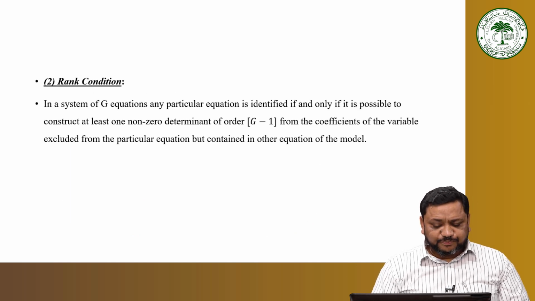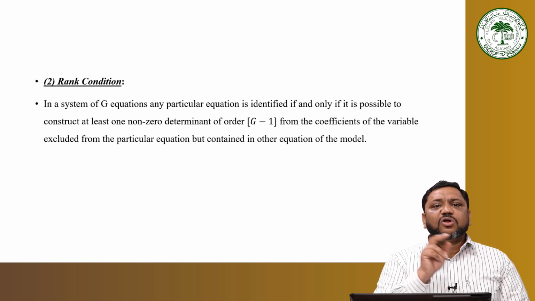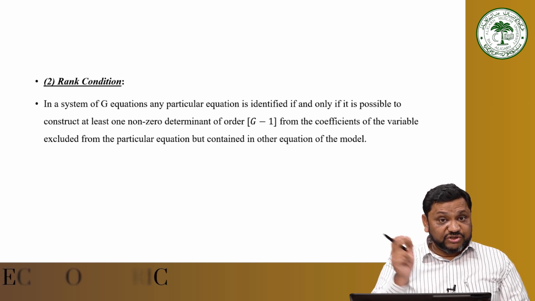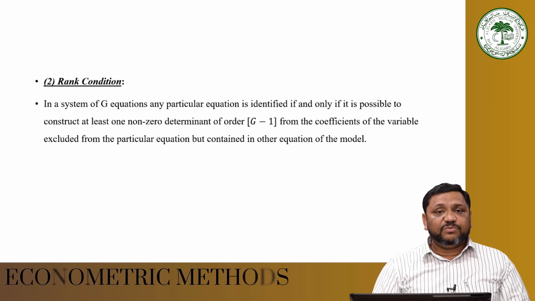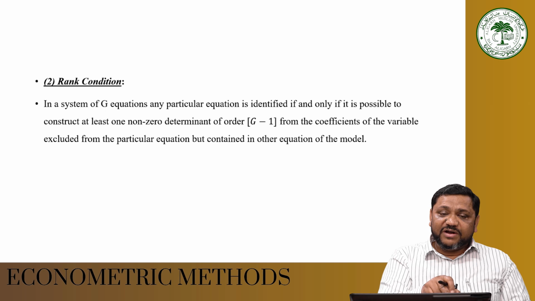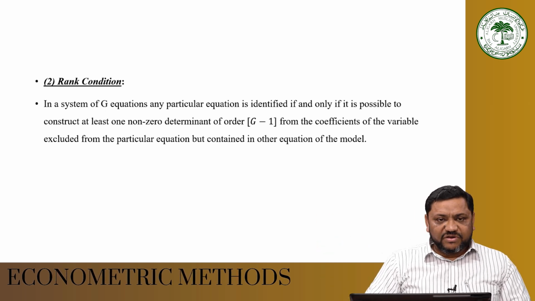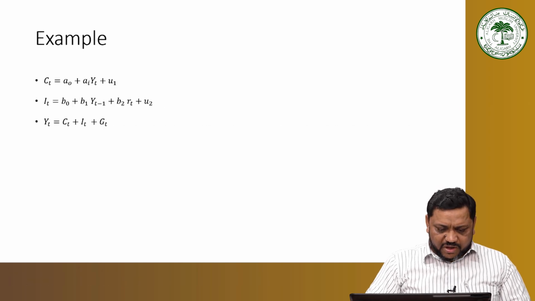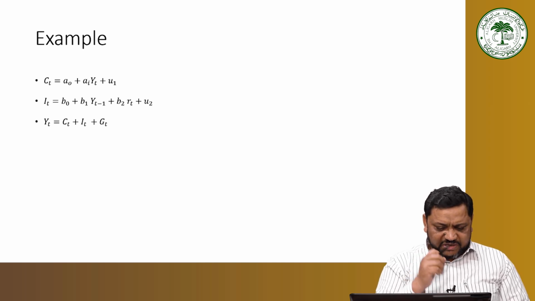Then the rank condition. In a system of G equations, any particular equation is identified if and only if it is possible to construct at least one non-zero determinant of order G minus 1, where G is the number of equations in the system, from the coefficients of the variables excluded from the particular equation which we are trying to identify, but contained in the other remaining equations of the model. So, let us come back to a practical, numerical example. We will be able to better grasp the situation.